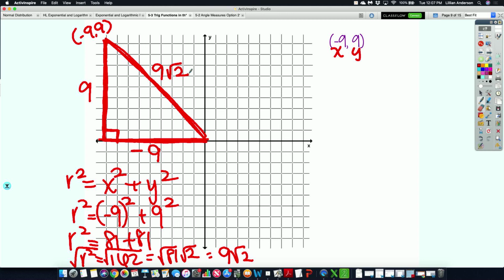Also, what kind of a triangle is this? Oh, this is like the 45, 45, 90. This was a 45, 45, 90 because the legs, even though one is negative, they're technically the same length. So that's why it's 9 square root of 2.